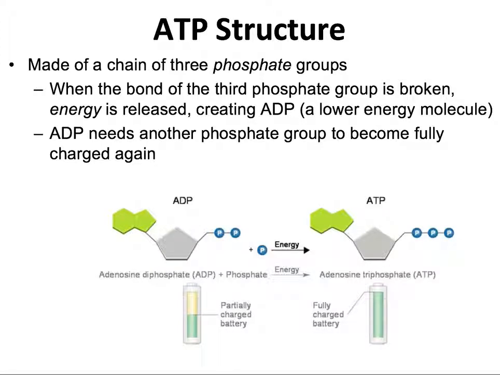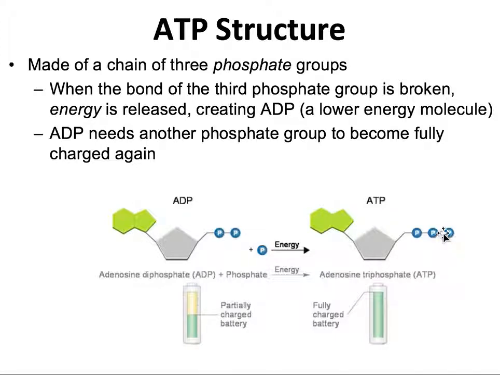So the structure of ATP. ATP has 3 phosphate groups. That is why it's called adenosine tri for 3, triphosphate. Look, 1 phosphate, 2 phosphate, and 3 phosphates. That's ATP. When a bond of the 3rd phosphate group is broken, so when this bond is broken, energy is released, and that energy can be used to do work.